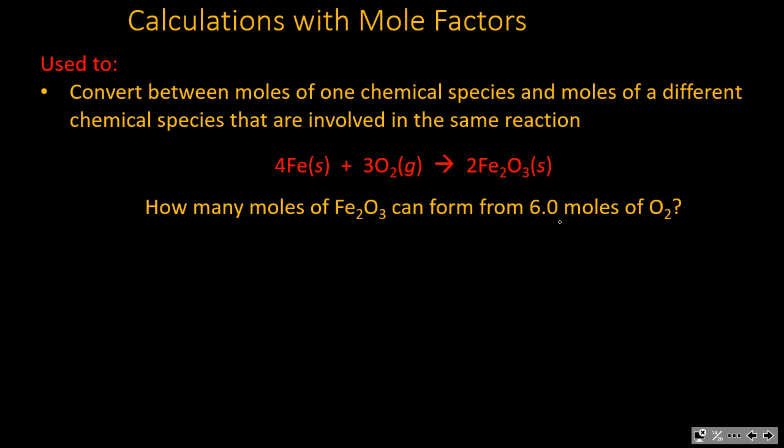So, for every 2 moles of iron oxide, there are 3 moles of oxygen. Okay, so if I wanted to set this up as an equation, right? Well, think about dimensional analysis. How could I set this up to cancel out my iron?